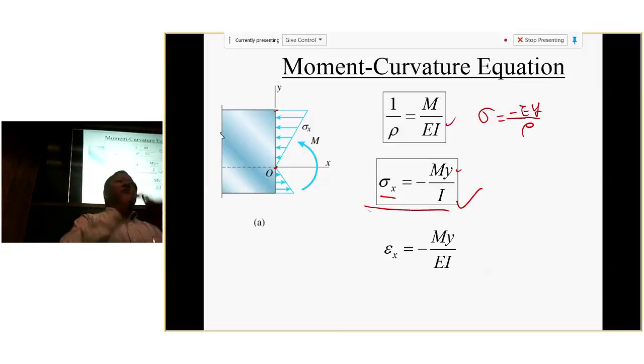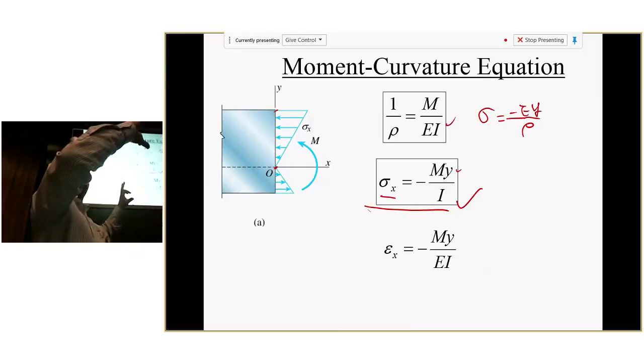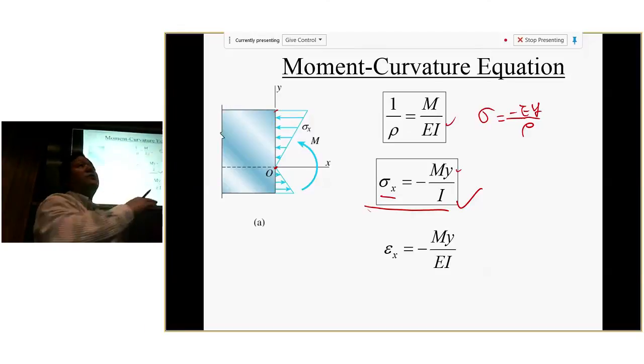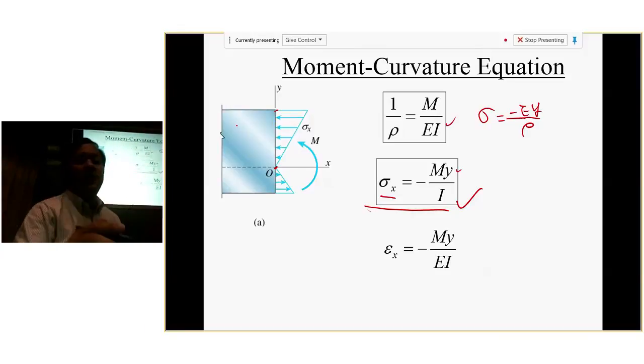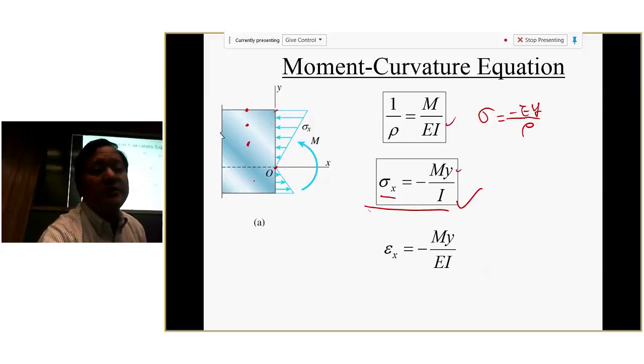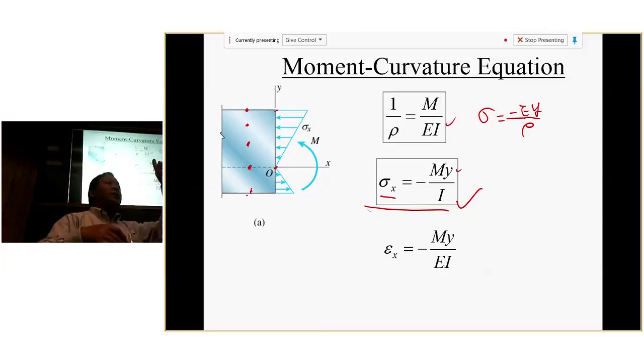With this equation, if I apply this much moment M to a beam, I can ask you for any point, what's the stress? For this beam, what's the stress here? What's the stress here? Or here? Any point. I give you a y value, and you should be able to find it.